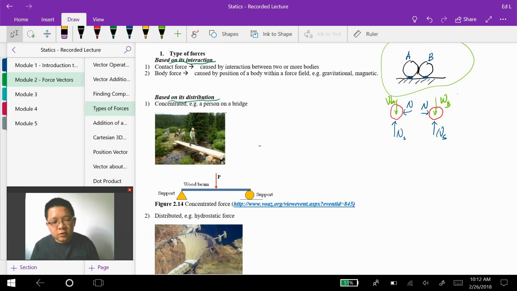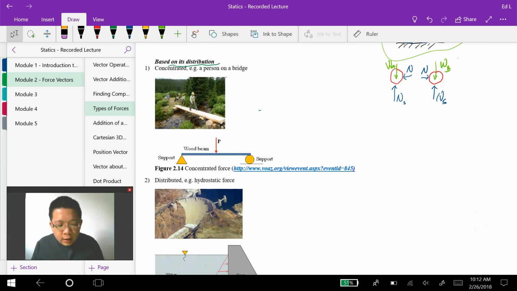Based on its distributions, forces can be divided into two: concentrated and distributed. For concentrated force, I take an example of the weight of a person on a bridge. It can be considered as a concentrated force because the contact surface between the person and the bridge is relatively small compared to the overall area of the bridge. The contact surface is basically the foot of the person.